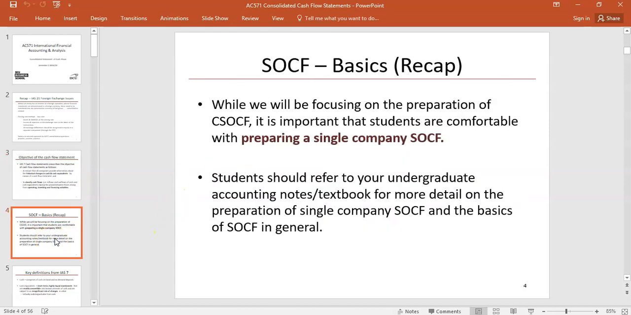So just as a basic recap in terms of preparing a single company statement of cash flows, remember this is a completely different approach than if you're comparing a P&L, balance sheet and statement of change in equity. In this case, you're going to be given the final financial statements. You're going to be given the statement of profit and loss. You're going to be given 2 years of the statement of financial position to give you opening and closing, and you're trying to figure out, can I get the statement of cash flow to work? So it is important that you remind yourself how to go about an individual company statement of cash flows.